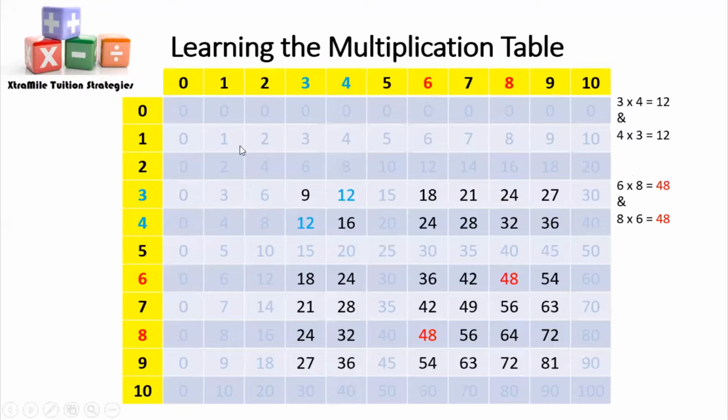So you see, 3 times 4 is 12. 4 times 3 is 12. 6 times 8 is 48. And 8 times 6 is 48.